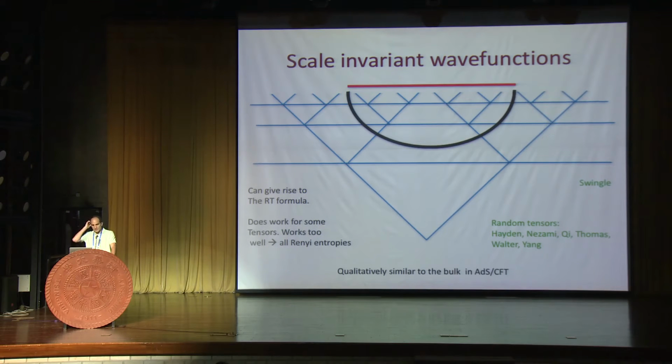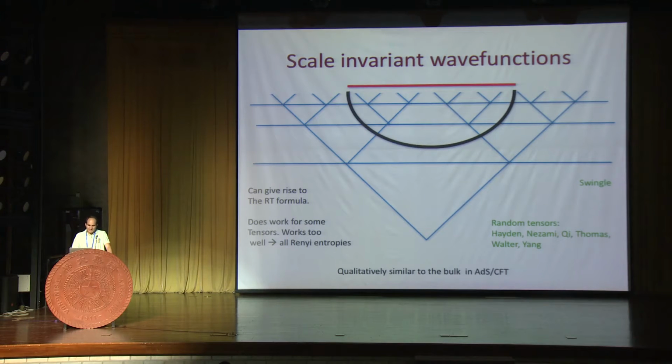And it turns out that by choosing suitable tensors, this is actually the actual entropy. And if you choose random tensors, for example, as it was done in this paper, you get indeed that the entropy is actually given by these formulas. This works a little too well because you also get Brownian entropies given by the same formula. So that's a problem.